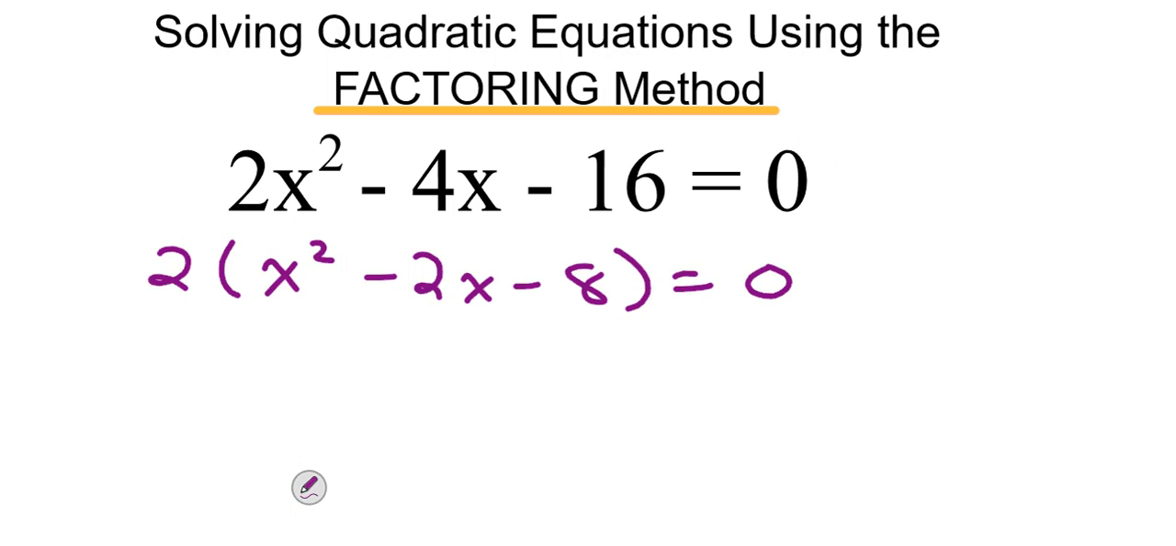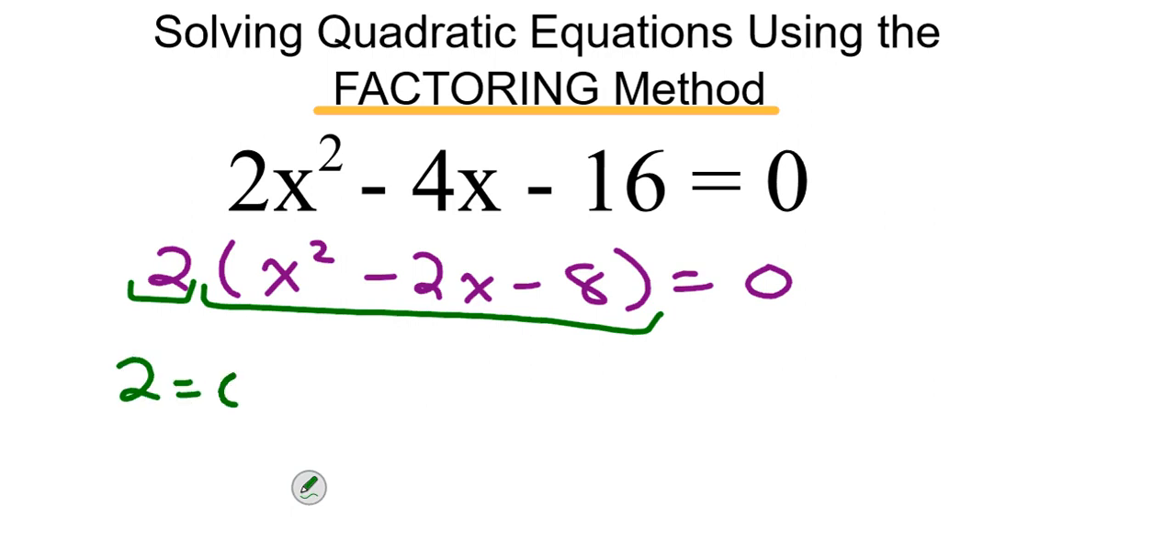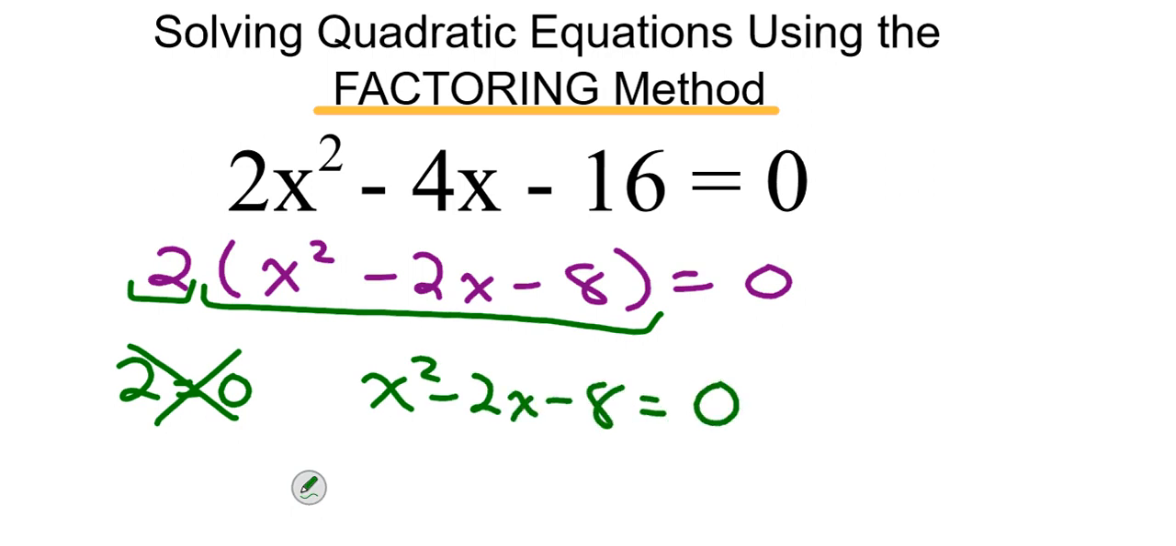We could go that route. Why not? Let's say we have 2 times this equals 0. Either 2 equals 0, which is not true, so we drop that. Or x squared minus 2x minus 8 equals 0. But then we don't have something times something equals 0 anymore.